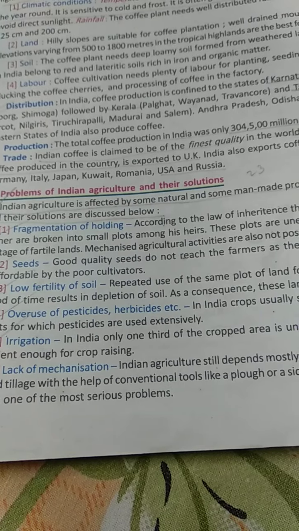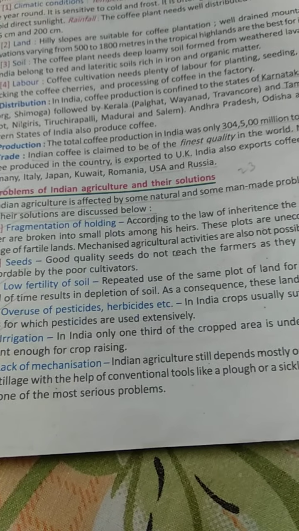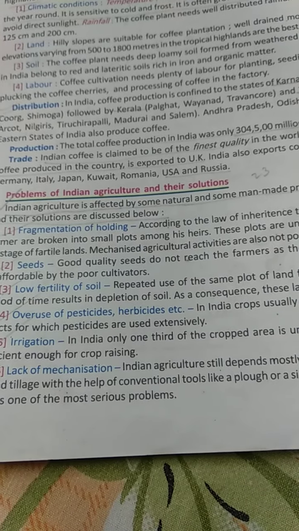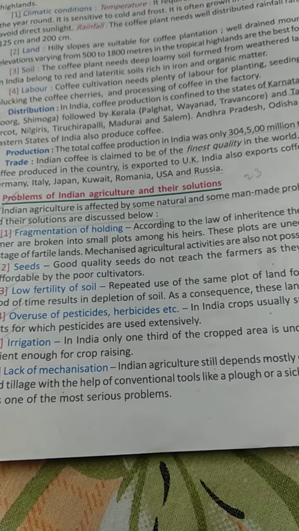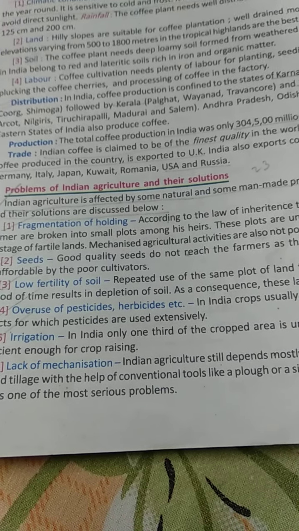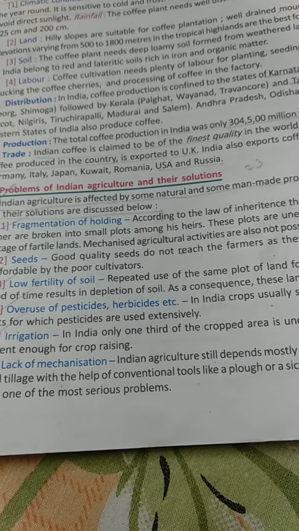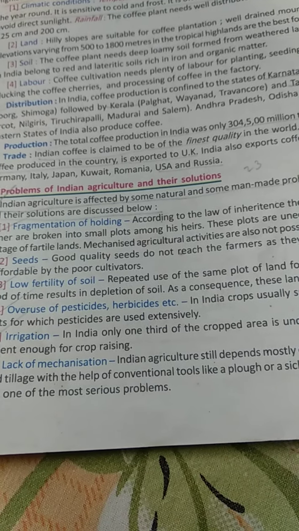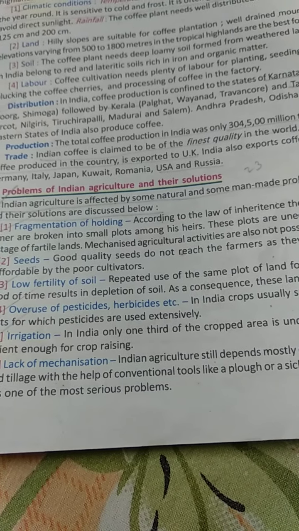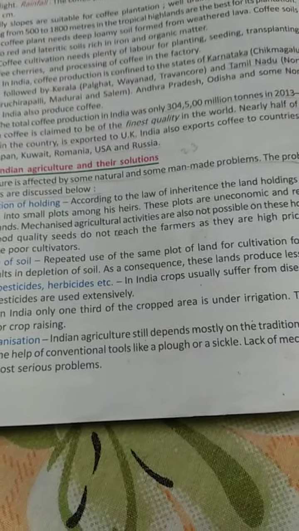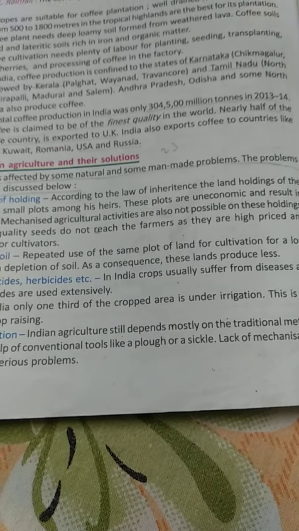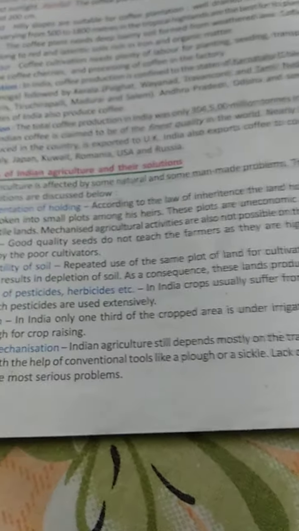When the soil is repeatedly used for cultivation for a long period of time, the fertility of the soil is gone, and as a result, the land's production is also less.